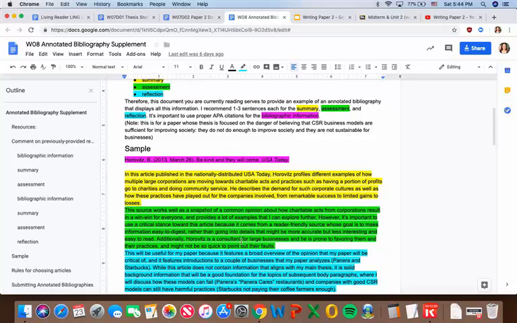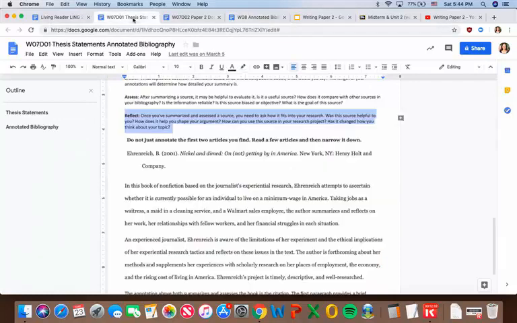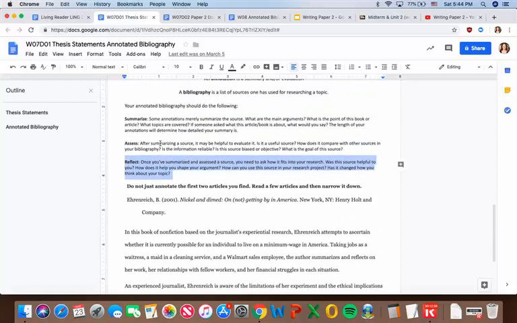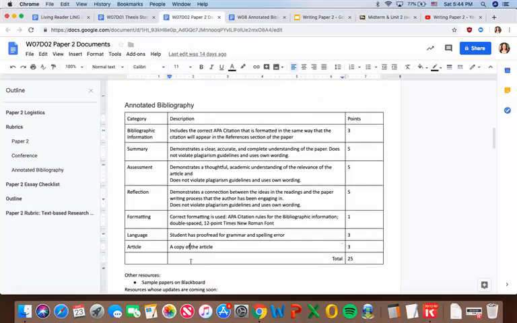And I remade this sample because the sample that was included in the first document that I handed out only included the summary and assessment. It didn't include the reflection. So I wanted to give you that so you can see how that looks and really think about the writing. So make sure that whatever you're submitting has the bibliographic information, the summary, the assessment, and the reflection. Also, of course, you're thinking about the formatting and the language.